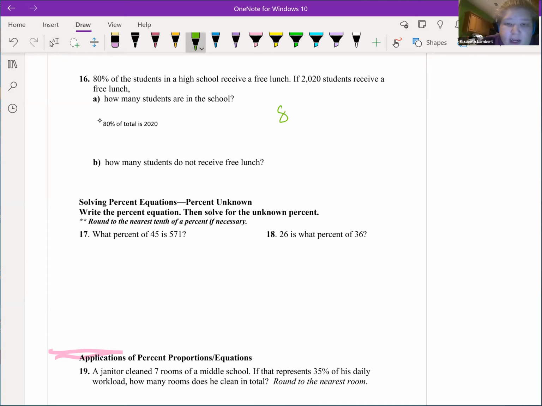So we knew we were going to have 80 over 100. It's just a question of where does that 2020 go? Is that the part or the whole? And it turns out 2020 is the part. So if we use the second style where the base is already moved, we'd have 2020 times 80 over 100, but I am a creature of habit.